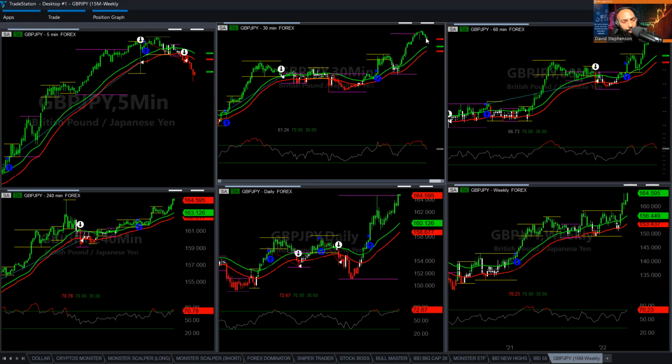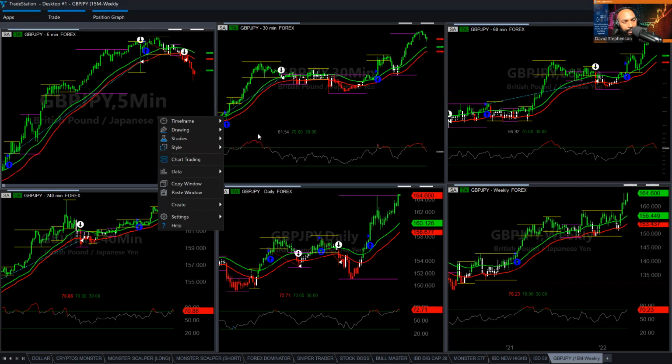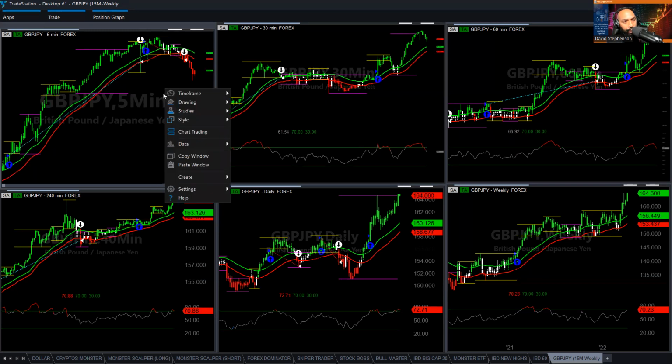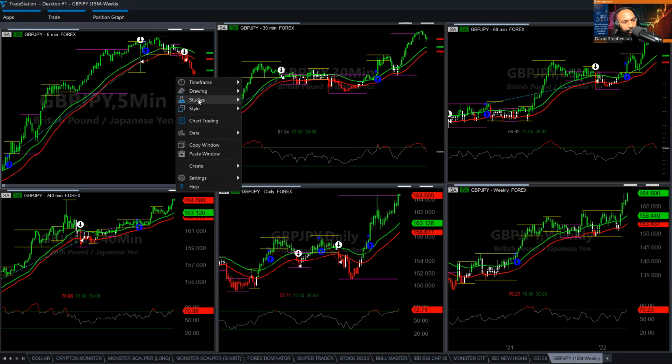Even if the price moves higher, breaks this purple resistance and moves higher, eventually we know that price will come down. And we see on the 5-minute, this is on the 30-minute, that it's starting to come down.